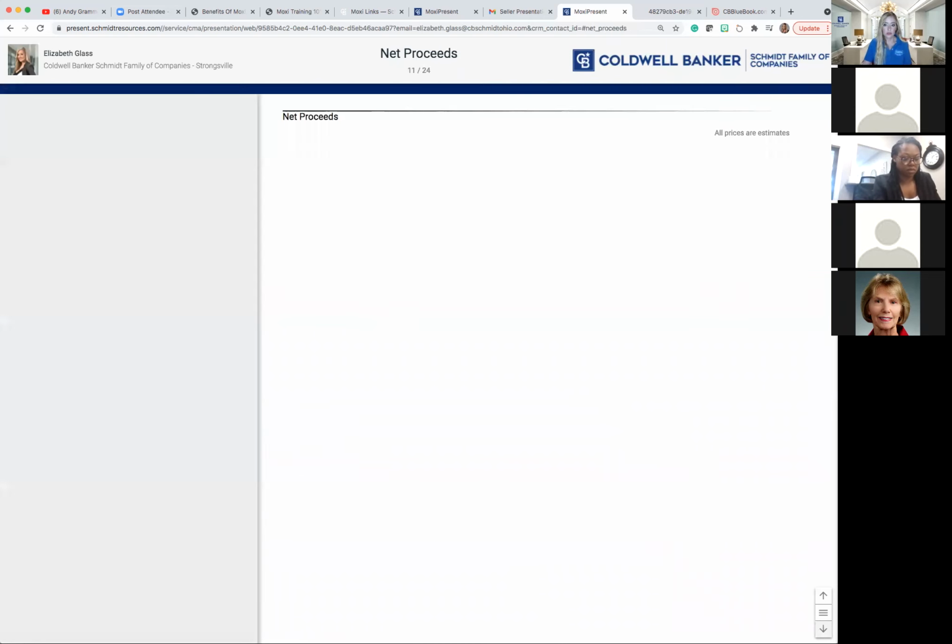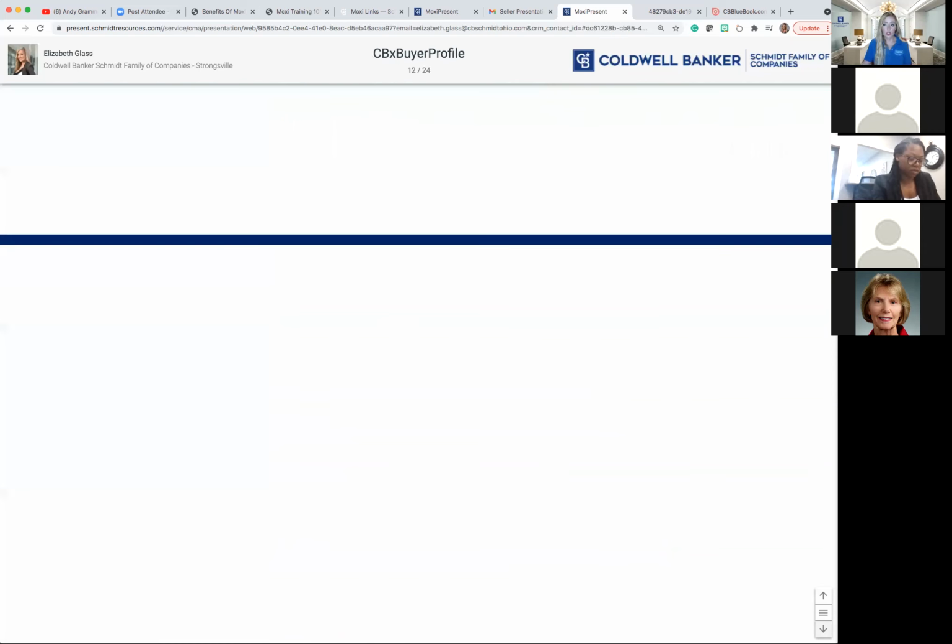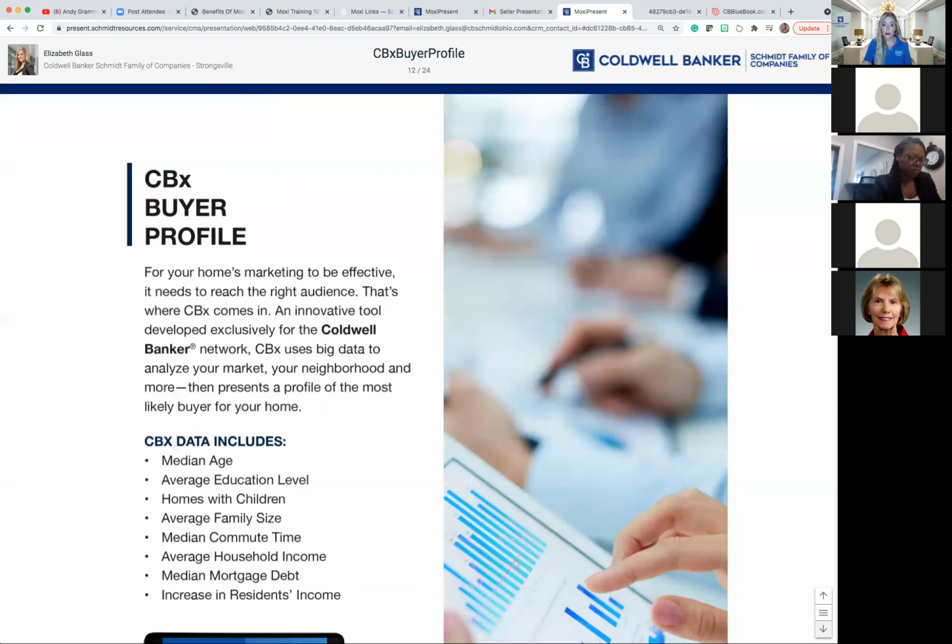Net proceeds sheet. You can choose to have that one or choose to use the title company in your area. I would say most everybody uses the title company. But then we started off with the seller, right? Their house. That's what they want to know. That's the most important thing to them. Their house, their information, their data, the money that they're going to make or the money they're going to sell their price point at.